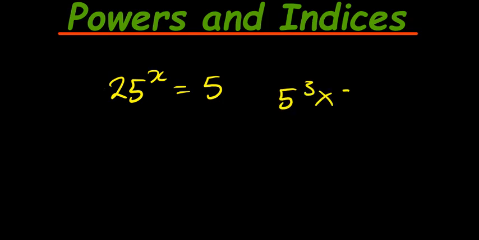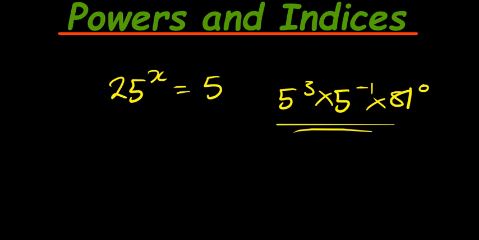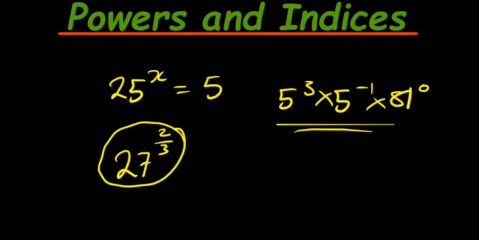5 to the power 3 multiplied by 5 to the power negative 1 multiplied by, let's say you have 81 to the power 0. How do you solve such an expression? And also maybe you have been given, let's say you have 27 to the power 2 over 3. How do you handle such questions? So in this video we are going to learn how to manipulate these equations or evaluations.